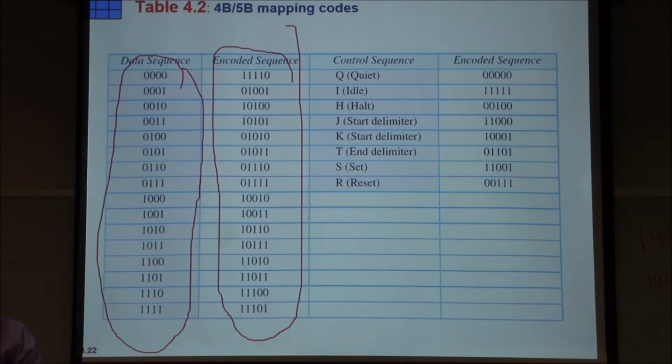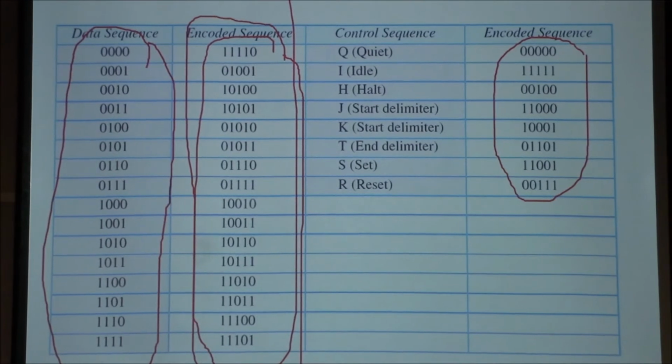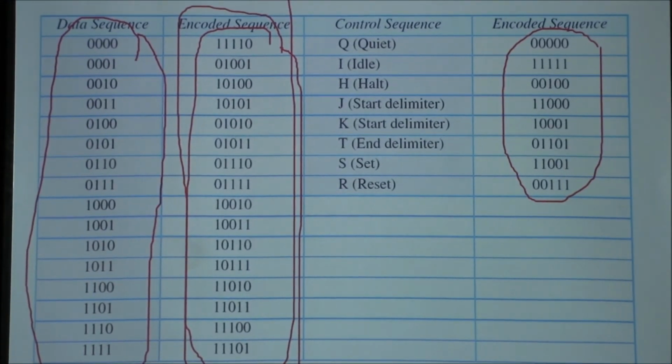We have 32 here. How many have we used here? We have used only 16. So the other 16 we can use, as you can see, for control sequences. For example, for idle, for start delimiter, for end delimiter, for set, reset, idle, quit, different control sequences we are representing using different block codings. So we were able to provide control information.